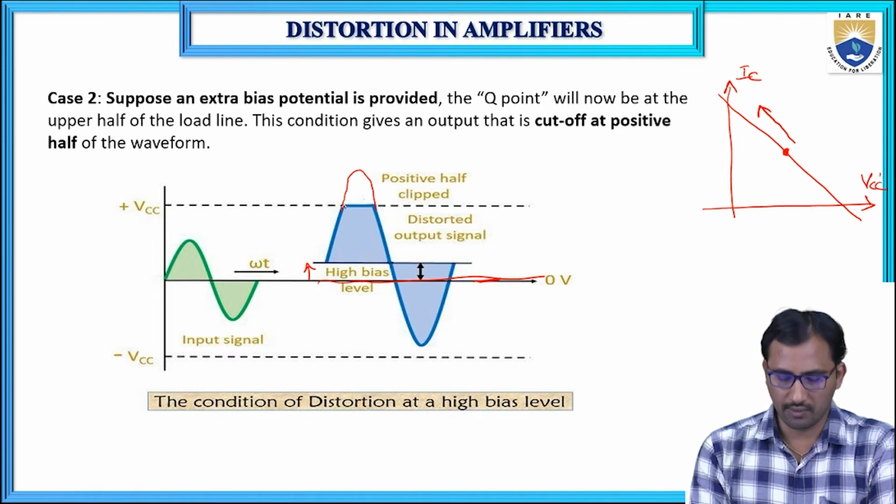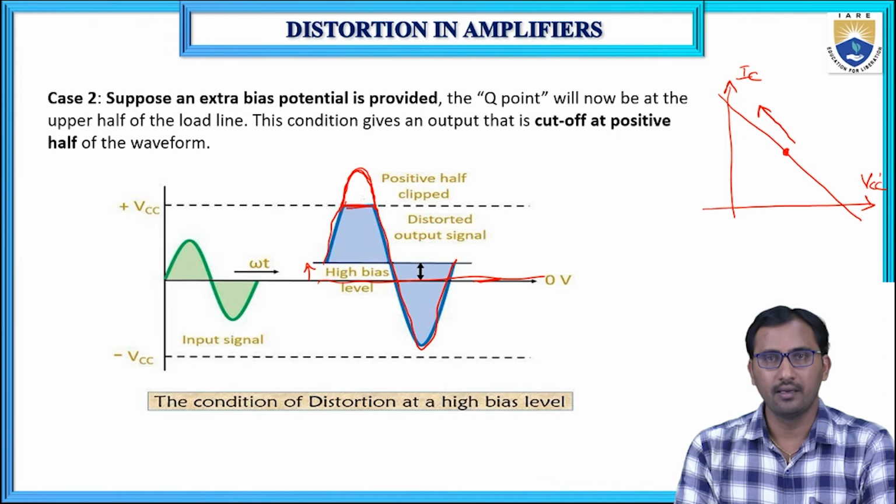So here you can observe a clipping. You are supposed to get the output waveform like this, but instead of this, you get only this waveform here. Okay, so that's why if you provide extra biasing, then the positive peak of the output waveform gets affected.